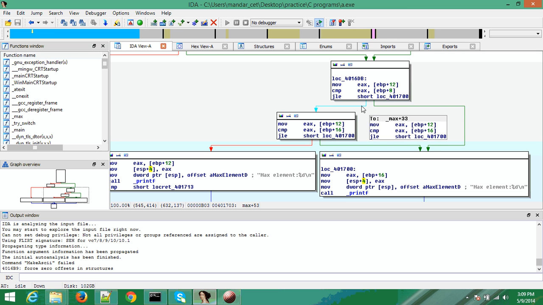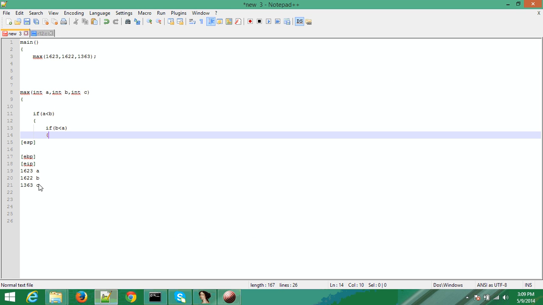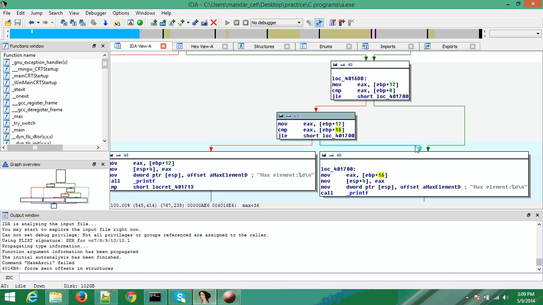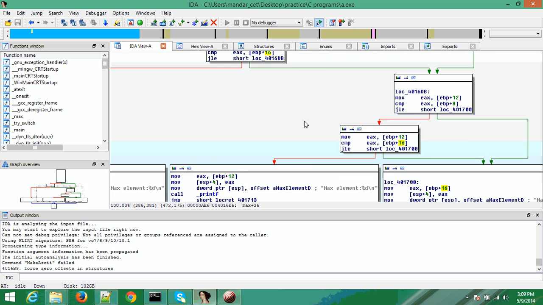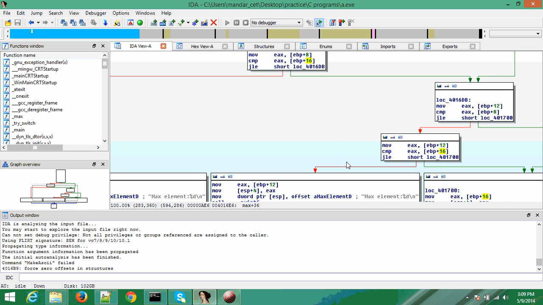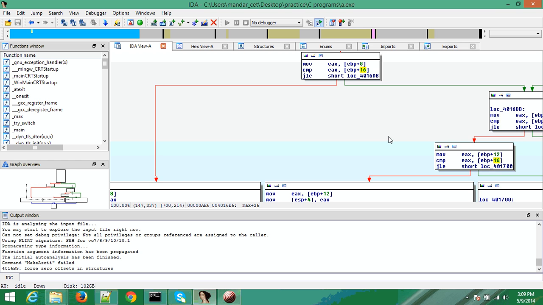However, if b is greater than a, then it comes over here and compares b with EBP plus 16, which, if you think about it, is c at that point in time. So your c is EBP plus 16, and it's comparing against that and saying if b is greater than a, and b is less than c, then c is the greatest element, and that makes sense. So it seems like it's a double AND statement for the if and else if clause.